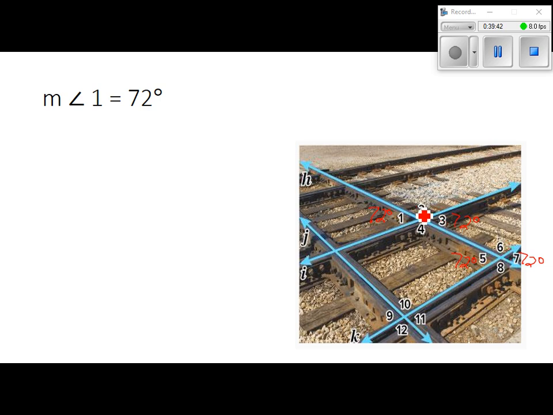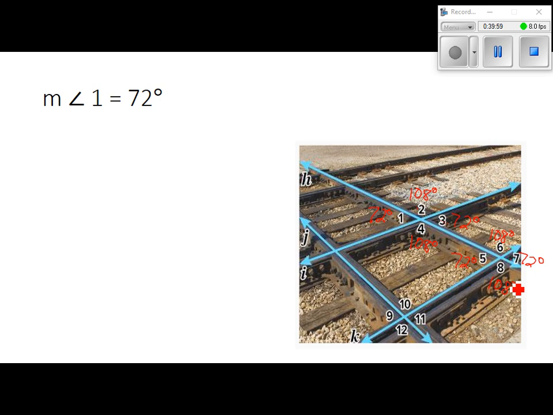Angle 3 and angle 2 are supplementary angles. They form a linear pair, so that has to be 108. Angle 4 then is 108. Angle 4 and angle 6 are alternate interior angles, so that's 108, and angle 8 is 108.